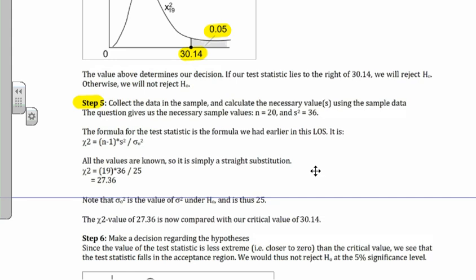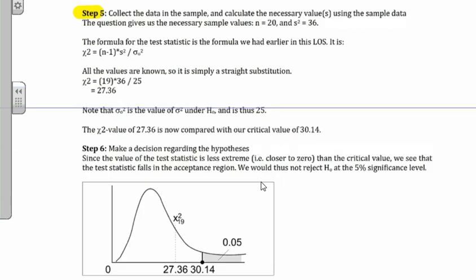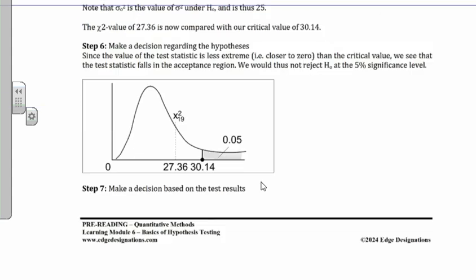I calculate all my data, which means I calculate my test statistic to compare to the critical value of 30.14, which I read off from the chi-square tables. What do I get when I run my test statistic? I get 27.36, and there is my 30.14. 30.14 was my critical value from the chi-square tables, versus my test statistic over there.